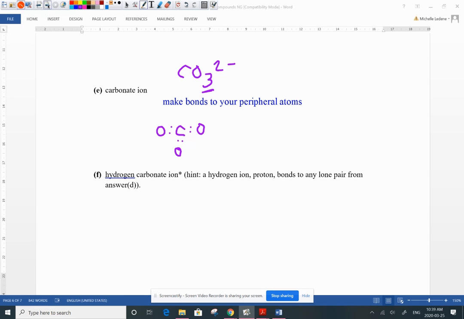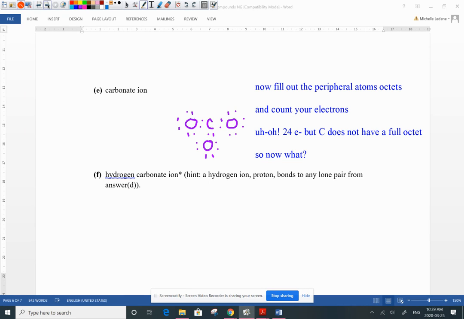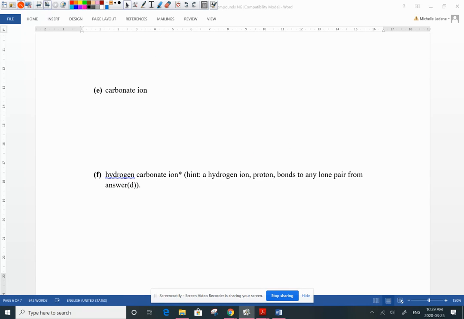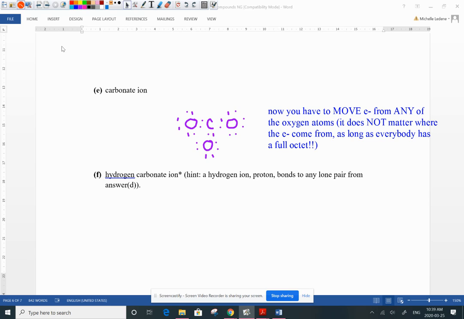Next, you are going to fill out your peripheral atoms and then count up your electrons. So we've got 8, 16, 24 electrons, but carbon only has 1, 2, 3, 4, 5, 6. So that's not a full octet, even though we have the right number of electrons. So now what do we do? Great question. We're going to have to move some electrons.